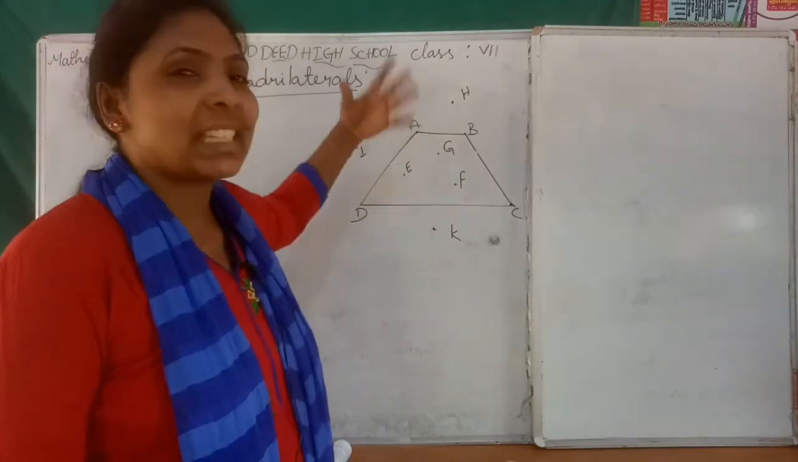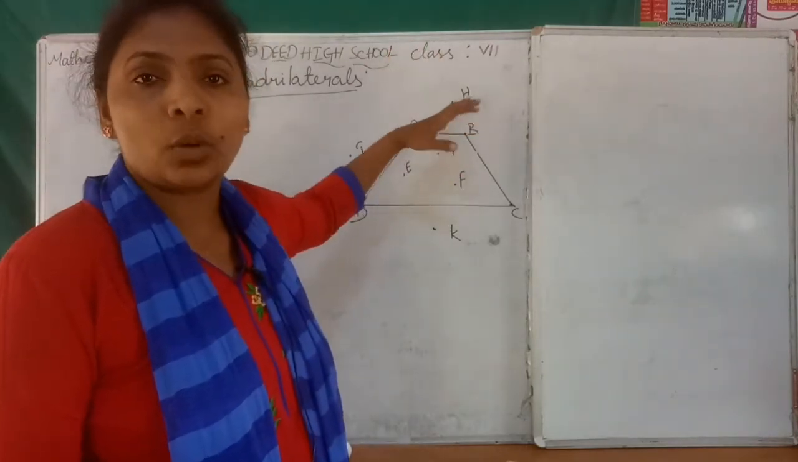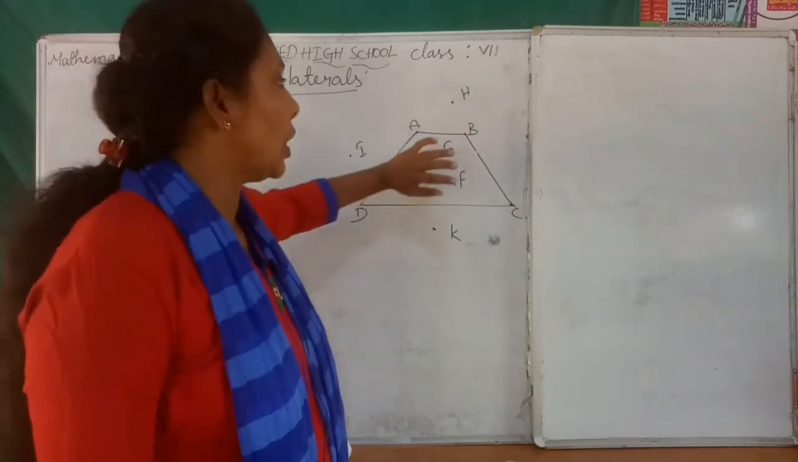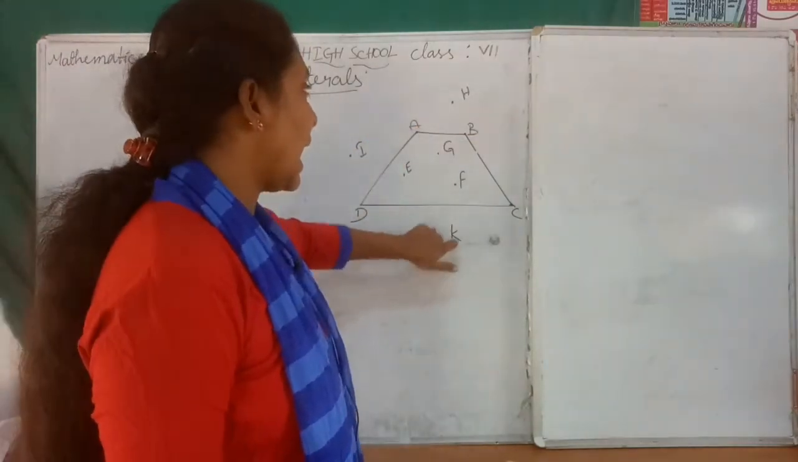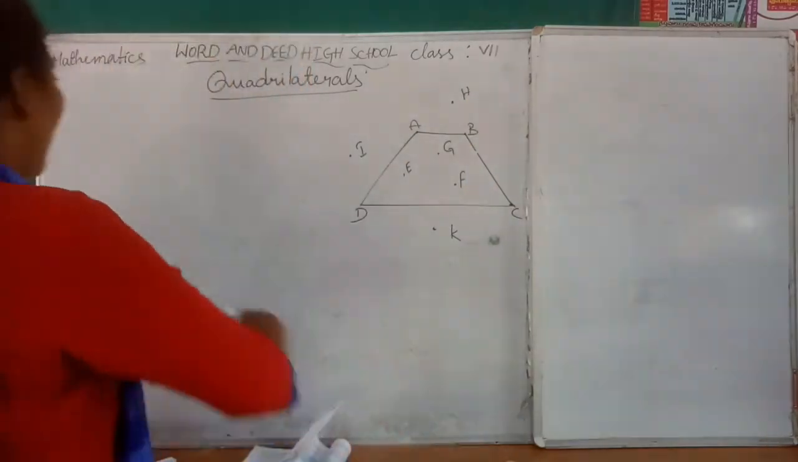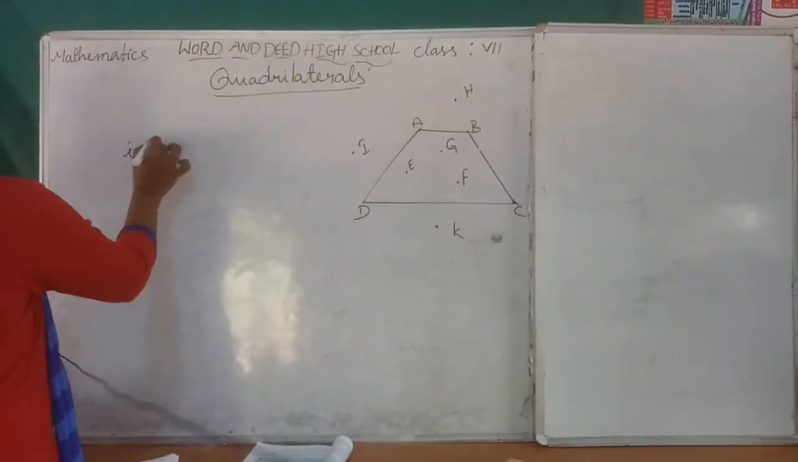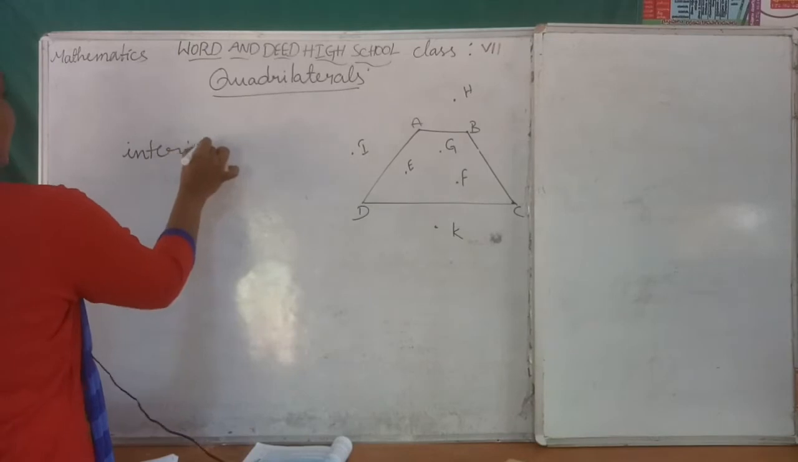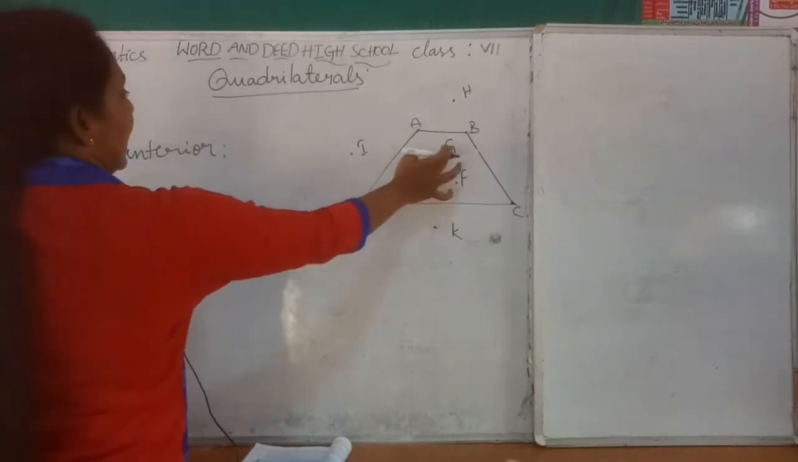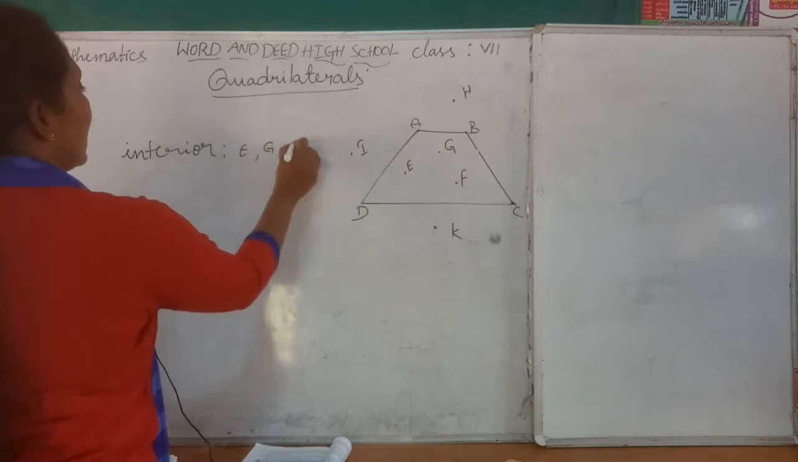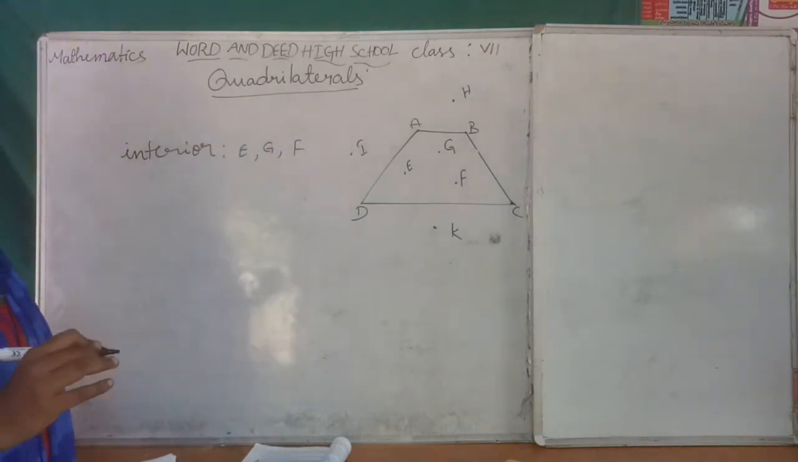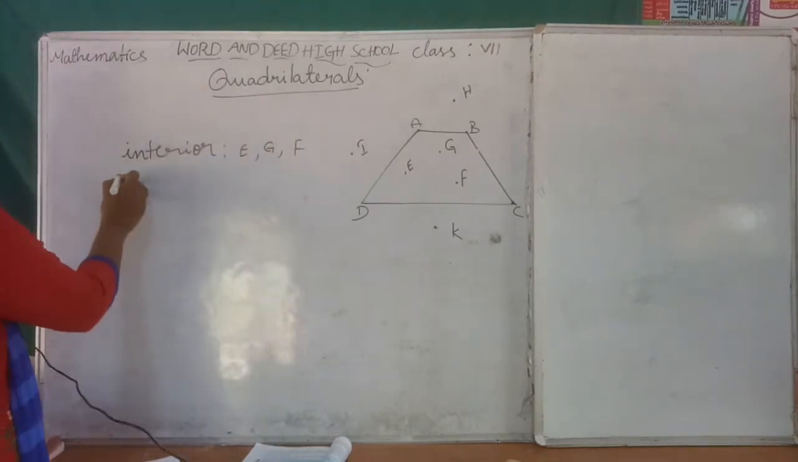Suppose, what are the exterior points? Outside points only, exterior points. What are the exterior of the quadrilateral? See, I, K, H. Okay, so interior points. What are the interior? E, G, F. These are the interior. Next, what are the exterior?